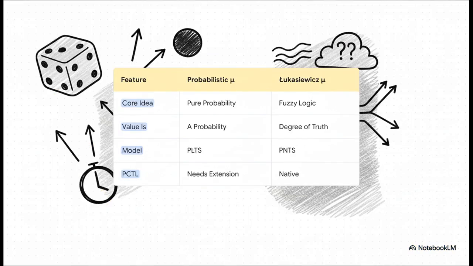Okay, this chart really sums it up nicely. On one side, you've got the probabilistic calculus. Its core idea is, well, pure probability. Its values are real numbers representing a chance of something happening, and it's perfect for modeling systems where you know the odds, like a network protocol. On the other side, you've got the Lukasiewicz calculus. Its whole deal is many-valued, fuzzy logic. Its values represent a degree of truth, not a probability. It's built for systems that have both randomness and that unpredictable non-determinism. And as we saw, it was powerful enough to encode PCTL right from the start.